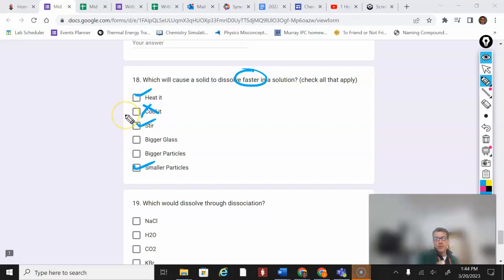Cooling it's not going to help us with a solid. It's going to make it worse. A bigger glass is kind of irrelevant. How fast it dissolves should be independent of what we put it in.